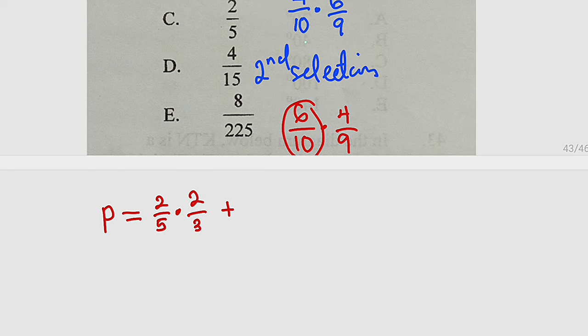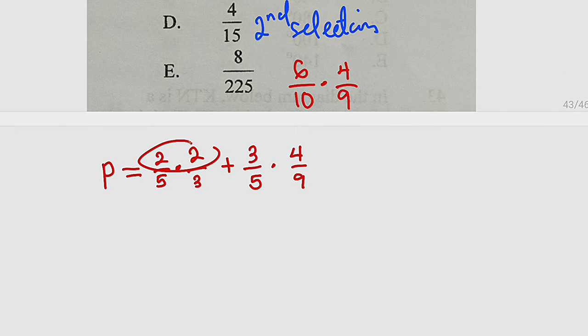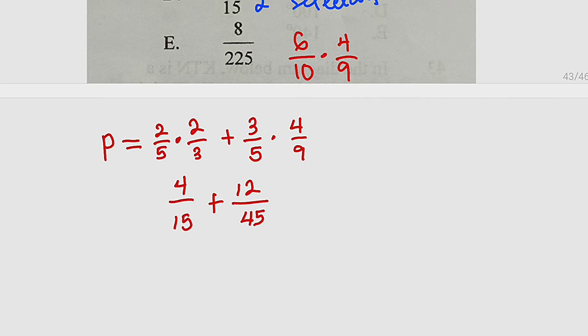This in the lowest term is going to be 2 in 6 is 3, 2 into 10 is 5. But we leave this one as it is because you cannot reduce it. So 2 multiplied by 2 is going to give us 4. 5 multiplied by 3 is going to give us 15. Plus 3 multiplied by 4 is going to give us 12. 5 multiplied by 9 is going to give us 45.